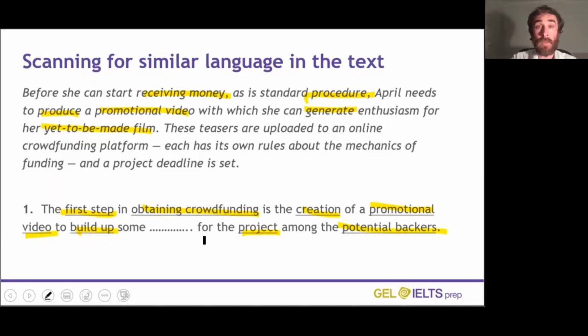In this text, the word enthusiasm would go in the space. So build up some enthusiasm for the project. Can you see how using those keyword matches and already having predicted the answer gives me confidence that this will be correct?